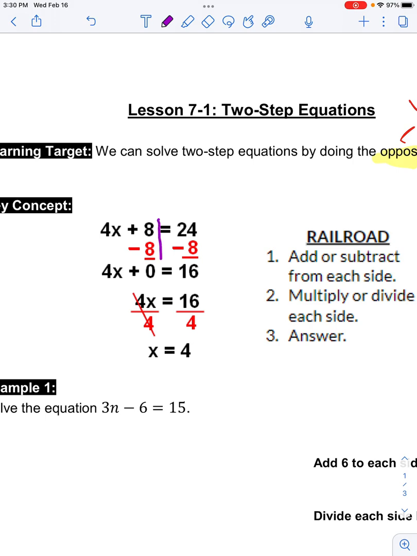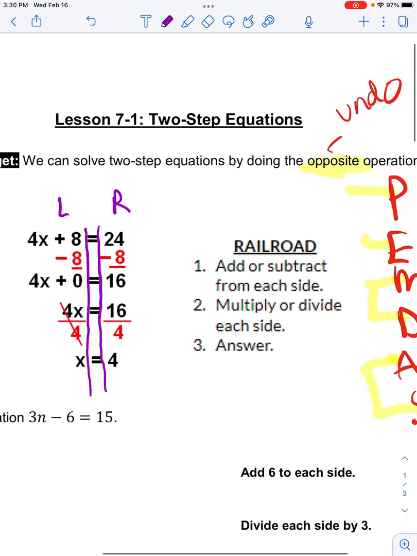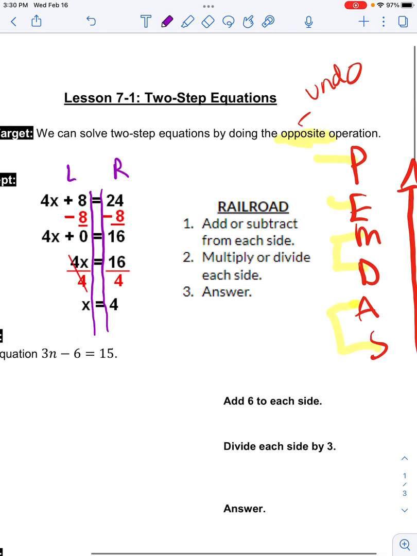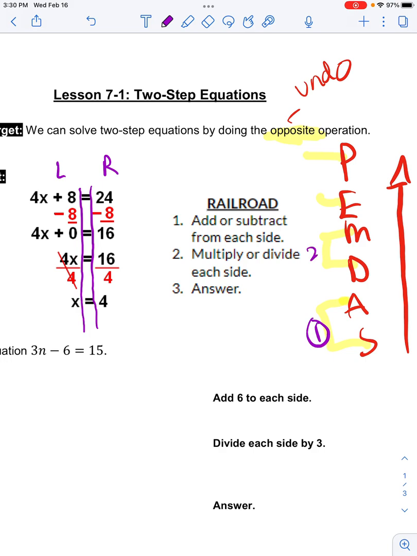We call it the railroad method. The reason we call it that is we create these railroad tracks on the side of our equal sign, and this separates the left side from the right side. Now our first step is, again, to do all addition and subtraction first because we're going backwards. So the first thing I'm going to do is subtract 8 from both sides.